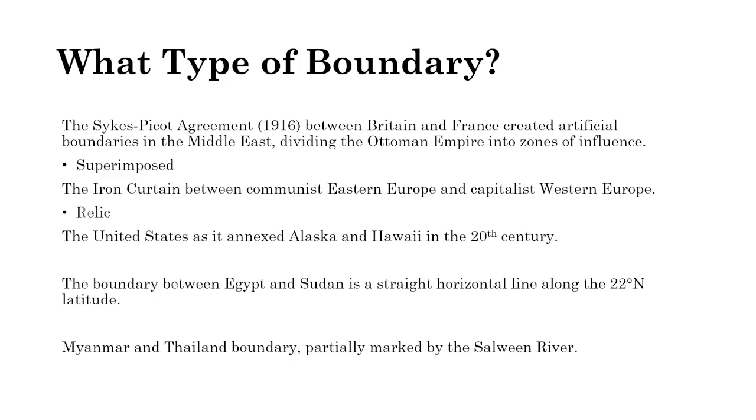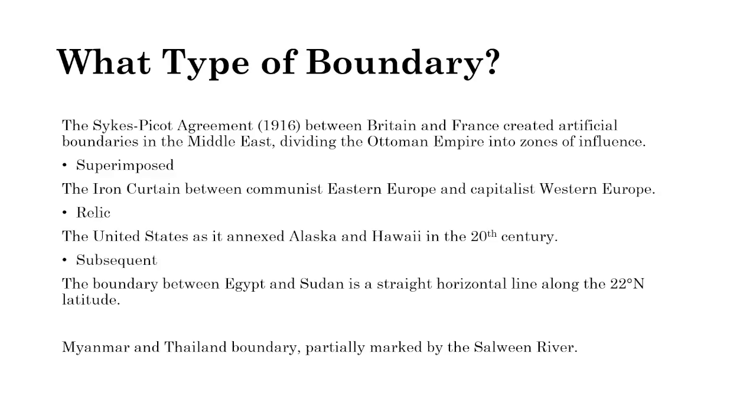The next one, the Iron Curtain between communist Eastern Europe and capitalist Western Europe. That boundary does not exist anymore. It doesn't have any purpose because Eastern Europe is not fully communist and Western Europe is not fully capitalist. So that's a relic boundary because it doesn't serve a purpose anymore. Next, we have the United States. It annexed Alaska and Hawaii to become parts of the country, and this happened in the 20th century. And this has occurred with change over time because the United States used to not have Alaska and Hawaii. So that's going to be a subsequent boundary.